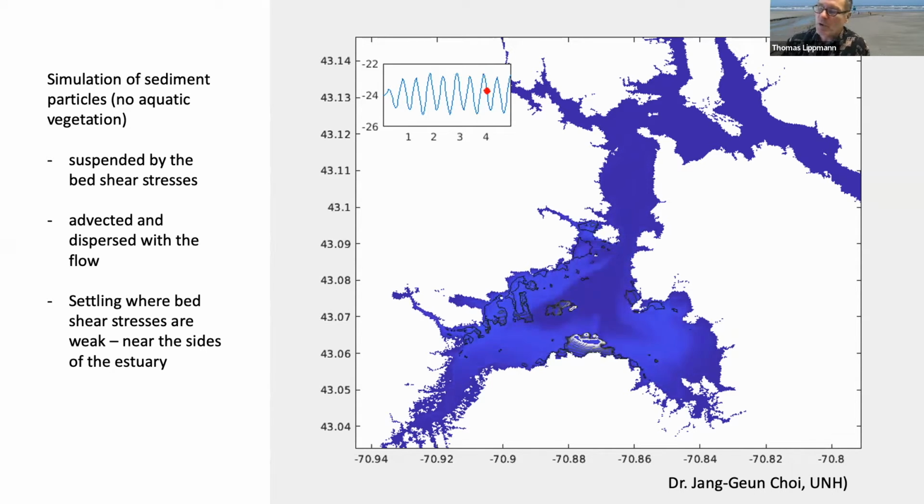We actually tell the particles what their settling velocities are, so they settle out in regions where there is weak shear stress. And you can see in this simulation here that most of the sediments in an unvegetated estuary end up on the sides of the estuary itself. And you can see that the particles here in suspension, the colors basically move around throughout the estuary and get mixed entirely through the estuary in just a couple of tidal cycles.